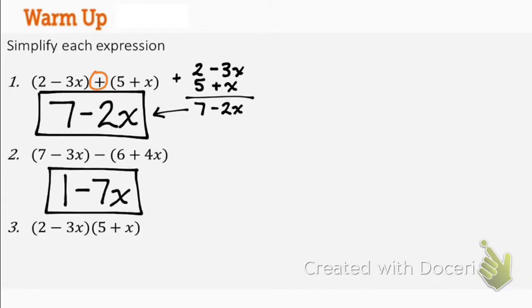With number 2, since it is subtraction, you have to distribute this subtraction here. That would give me negative 6 and negative 4x. You don't change anything at all about the first one. Line them up and combine. So 1 and negative 7x.